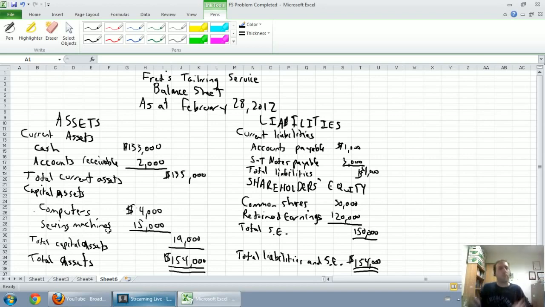Now, again, if your instructor is a stickler for formatting, you're going to have to write out all the words, and there might be some odds and ends that are different, but the big picture stuff should be the same regardless of who your instructor is.